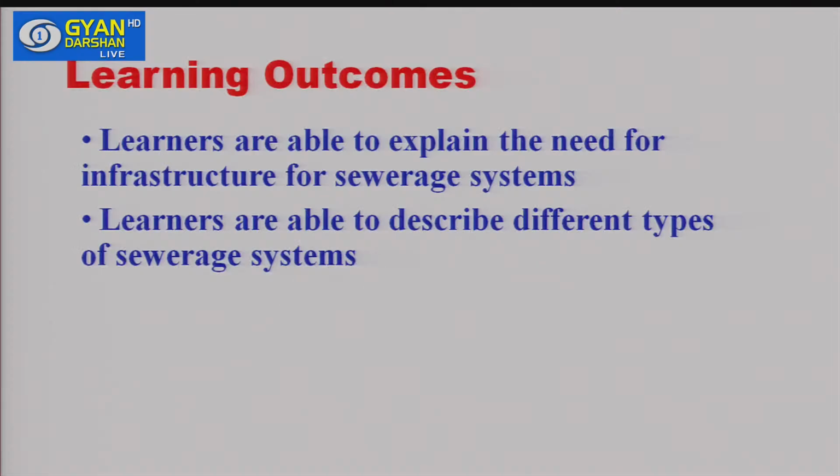I'll cover two things in this lecture: the need for physical infrastructure for sewerage systems, and second, what are the different types of sewerage systems. The learning outcomes for this lecture are that after going through it, you should be able to explain the need for the physical infrastructure for sewerage systems, and describe different types of sewerage systems. So let us begin with the need for physical infrastructure for sewerage systems.